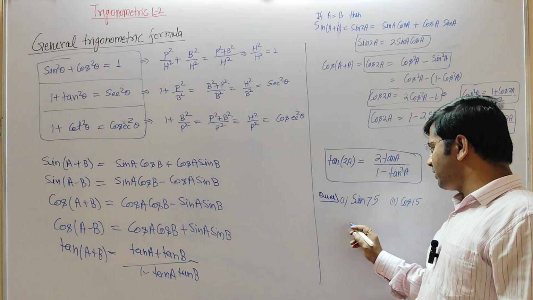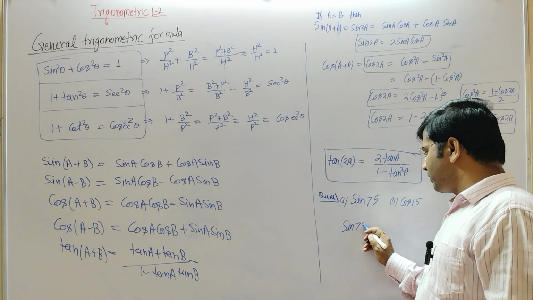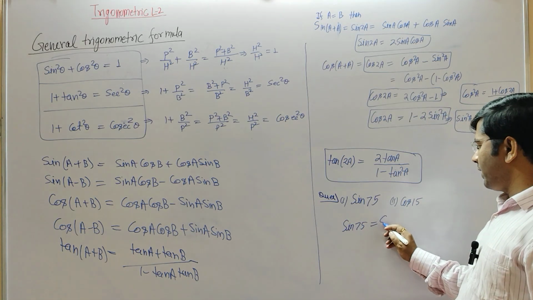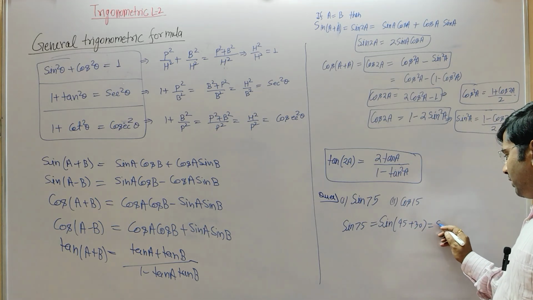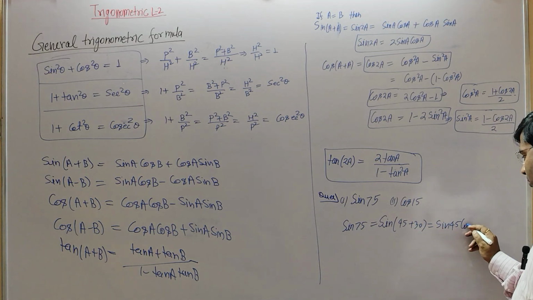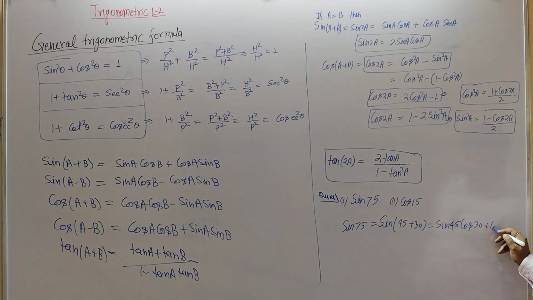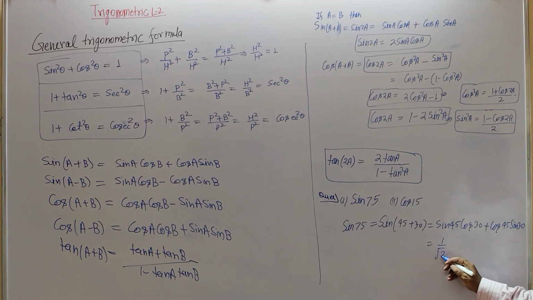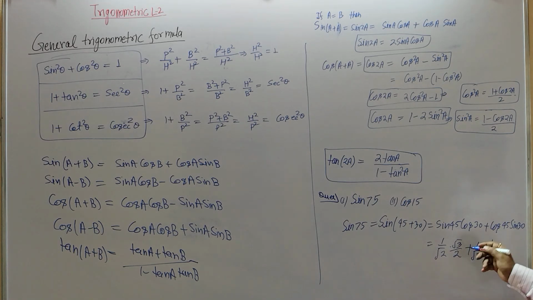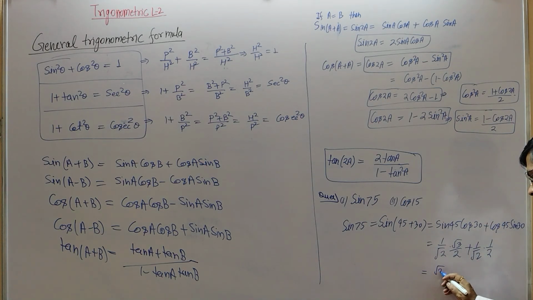We will see here, this is sin 75. We can write 75 as 45 plus 30, so this is sin A cos B plus cos A sin B. So sin 45 is 1 upon root 2, cos 30 is root 3 upon 2, cos 45 is 1 upon root 2, and sin 30 is 1 upon 2. So we can write this value as root 3 plus 1 upon 2 root 2.